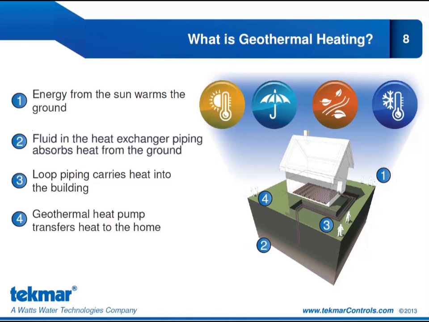So let's look at the cycle we have here. 1, energy from the sun warms the ground. 2, fluid in the heat exchanger piping absorbs heat from the ground. 3, the loop piping carries the heat into the building. And 4, the geothermal heat pump transfers heat to the home.